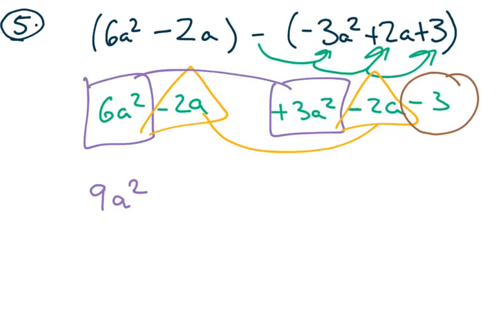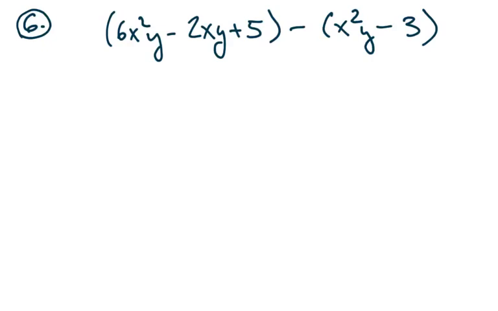Negative 2a and negative 2a is going to give me negative 4a. Note they're both negative, so we add them. And negative 3 doesn't have a friend, so we just write it as such. Awesome. Let's keep going. Go ahead, pause the video, give this one a shot on your own.